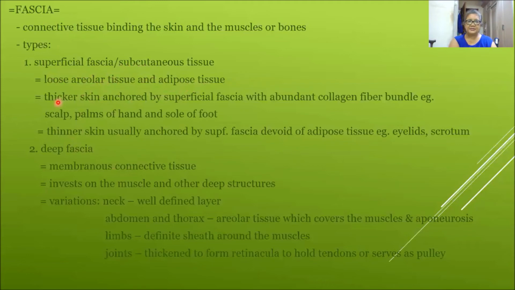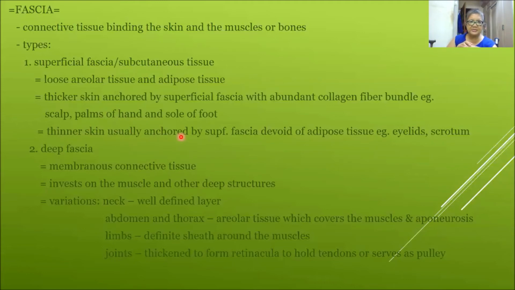Now, the thicker skin is anchored by superficial fascia with abundant collagen fiber bundles. Example, the scalp, the palm of the hands and the sole of the foot. So the palm is thick skin. It will be anchored by a superficial fascia with abundant collagen fiber bundles. So it is more stretched.